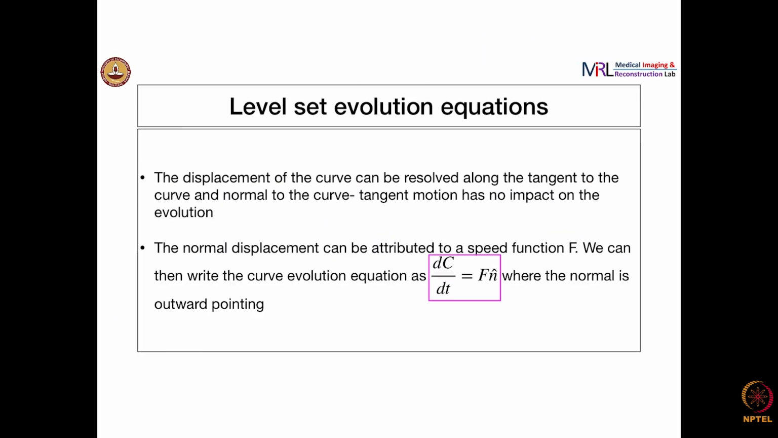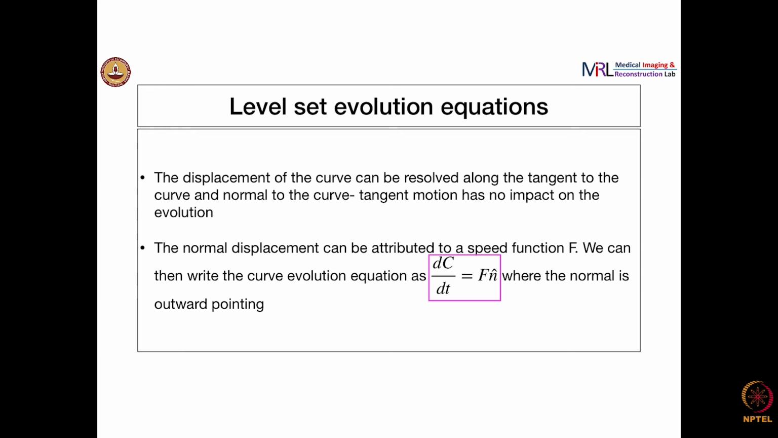So, the level set evolution equations. So far the snakes algorithm purely looks at evolution of x comma y on the curve. Now we are going to look at evolution of phi. How does phi change with time? Before that, let's look at some of the developments that led to this level set formulation.